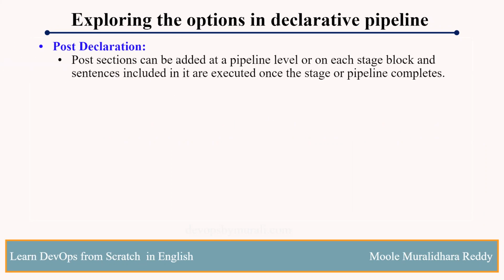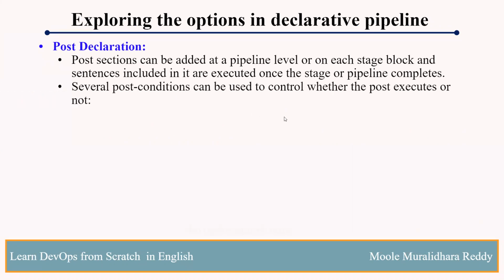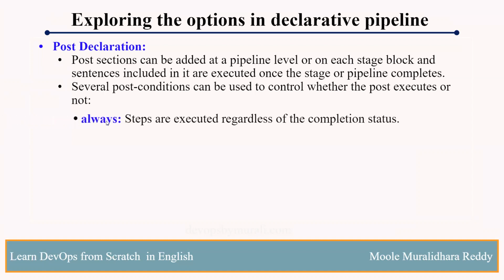In this post-build declaration, we can define it either at pipeline level or stage level also. Each stage, if you want to use the post option, you can use it. Here we have multiple condition options available inside the post-build declaration. First one, always. Always means whether the particular job completes, succeeds or fails, doesn't matter. If you mention always, the particular post section will always run.